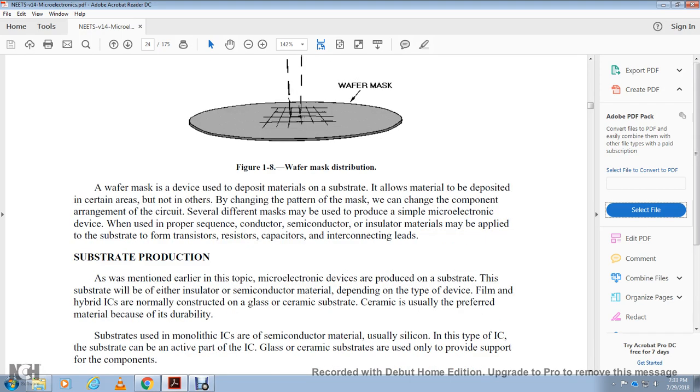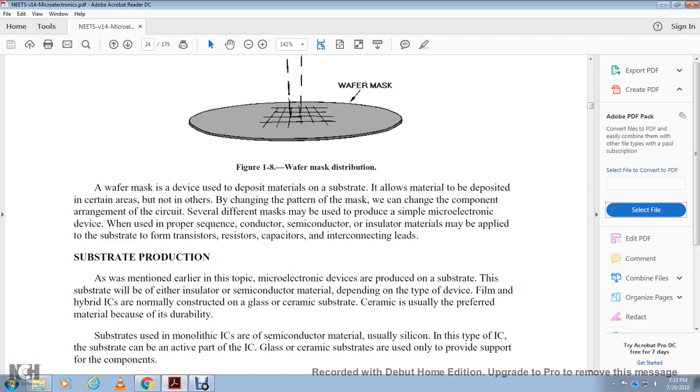Substrate production. As mentioned earlier, the components of the microelectronic device are produced on a substrate, but the substrate will be either an insulator or a semiconductor material, depending on the type of device. Film and hybrid integrated circuits are normally constructed with a glass or ceramic substrate, with ceramic the preferred material because of its durability. Substrates used with monolithic integrated circuits are semiconductor material, usually silicon. In this type of integrated circuit, the substrate can be an active part of the integrated circuit.